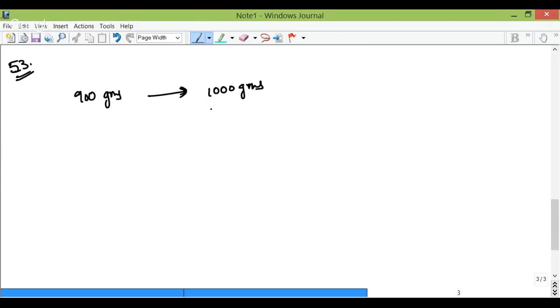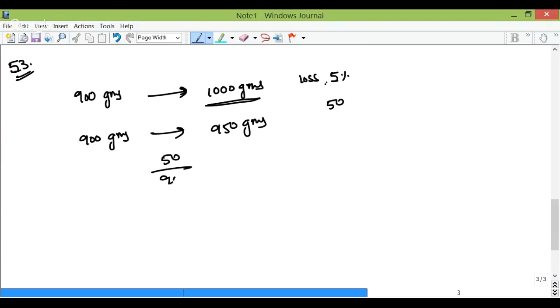Now there is one more condition given, that he is selling goods at a loss of 5%. Now what is 5% of this 1000 grams? It is 50. Now he's giving only 900 grams at a cost of 950 grams. Now what is the profit here? 50 by 900 into 100, which is equal to 5 by 9%.